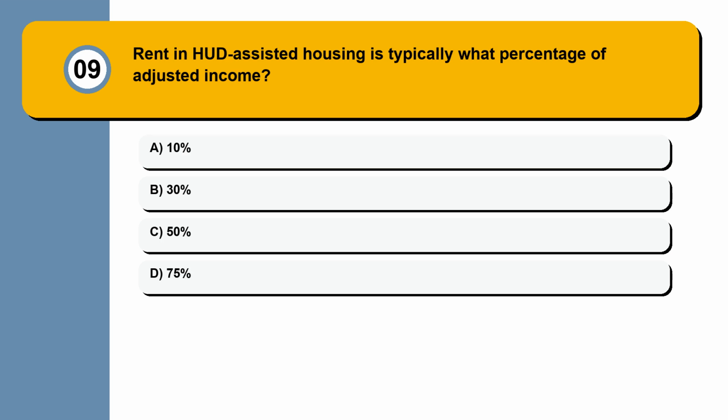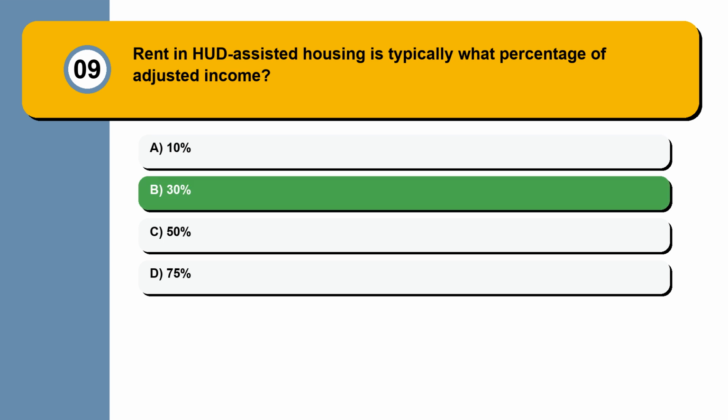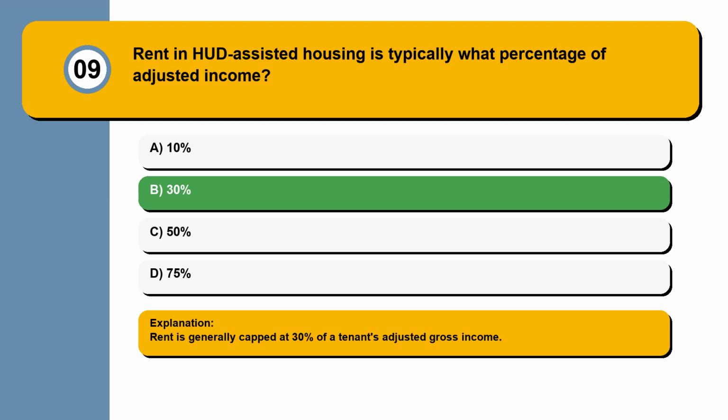Question 9. Rent in HUD-assisted housing is typically what percentage of adjusted income? 10%, 30%, 50%, 75%. Rent is generally capped at 30% of a tenant's adjusted gross income.